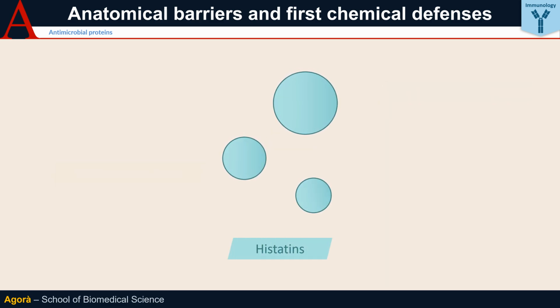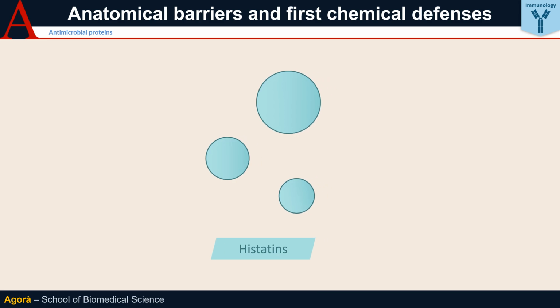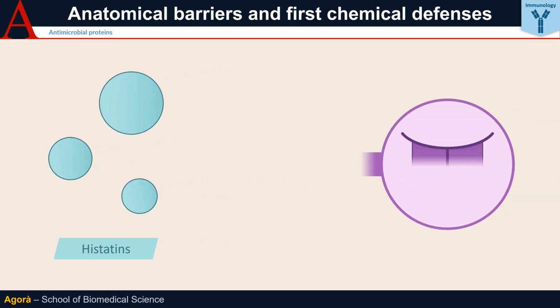Other antimicrobial peptides of lesser significance include histatins, cationic peptides named for their high histidine content. Histatins are predominantly found in saliva and are particularly active against fungi such as Cryptococcus neoformans and Candida albicans. They also promote wound healing.